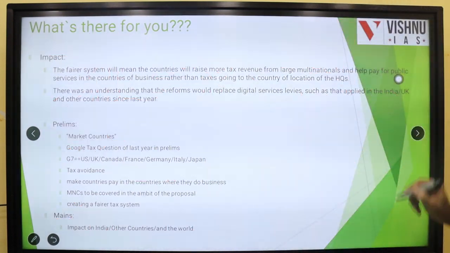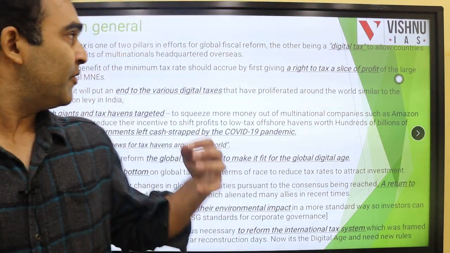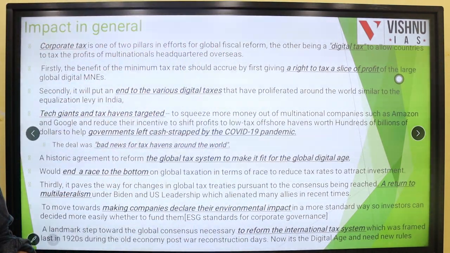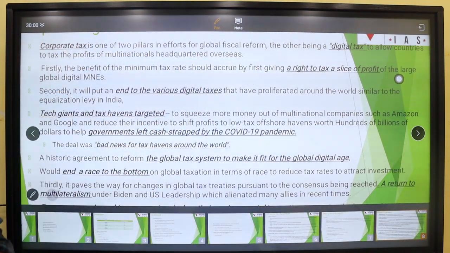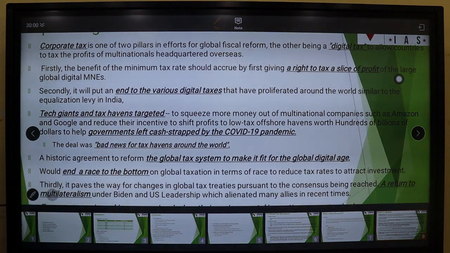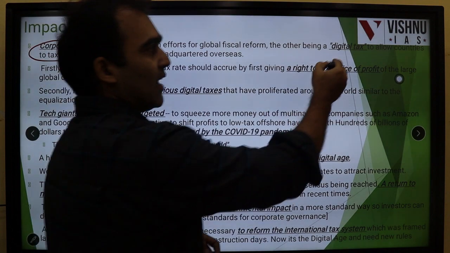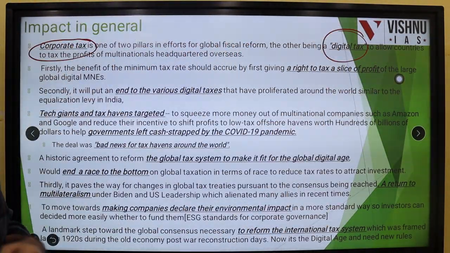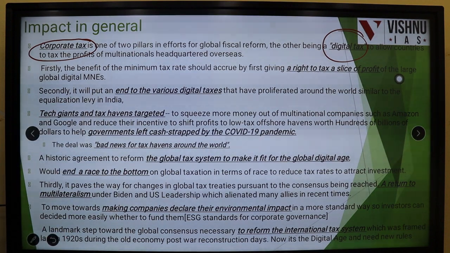So the same thing we have done here. This is impact in general. What is the impact in general? Just look at the ones which are in bold and underlined. Later on you can read others. What is happening? Corporate tax, as I said, is one of the main pillars, and the other one being the digital tax. So these are the two issues that are being addressed.